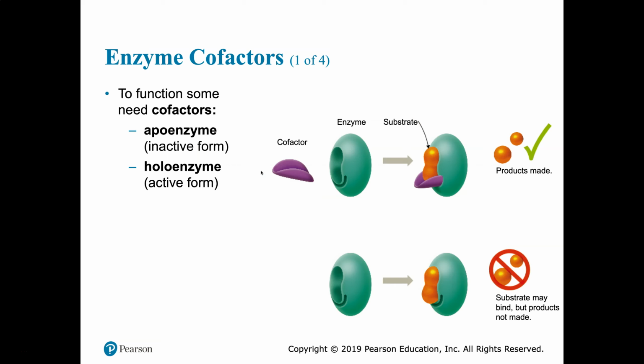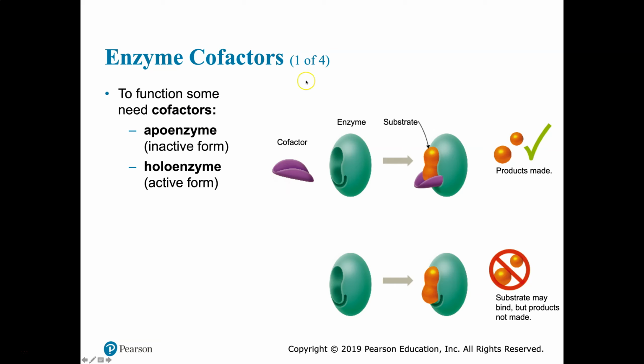Cofactors. As I mentioned two slides ago, there's an active site. There's a couple other sites as well, one of them being what we call the allosteric site. And some enzymes won't function unless they have cofactors, such as iron, zinc, things like that. They remain in an inactive form.